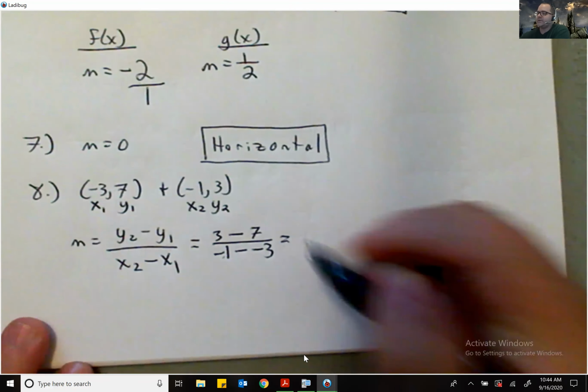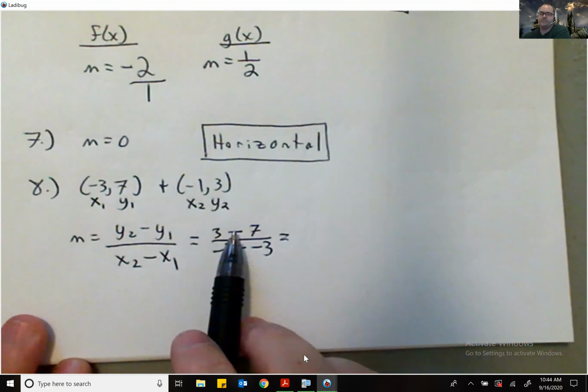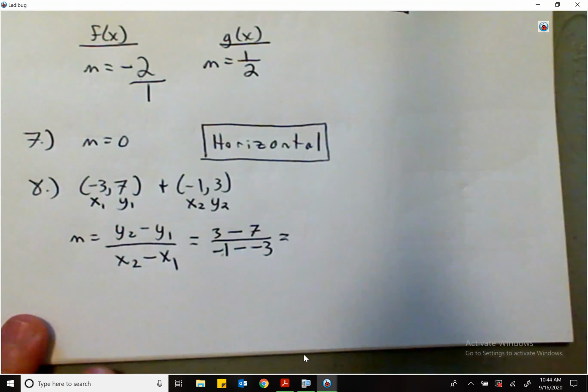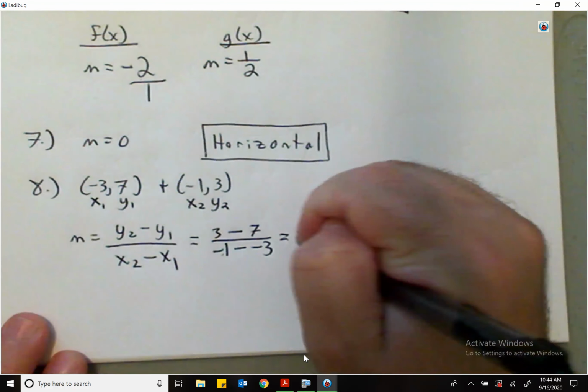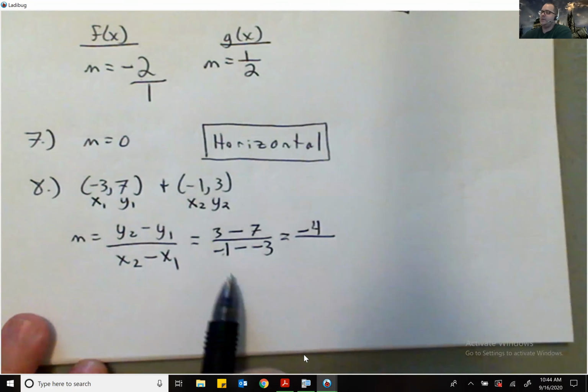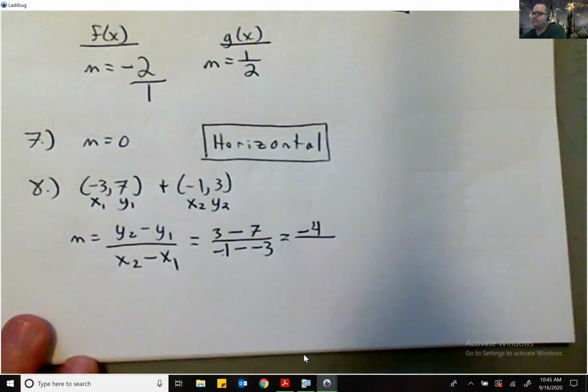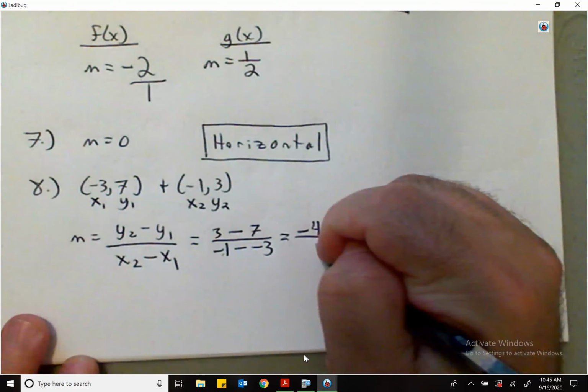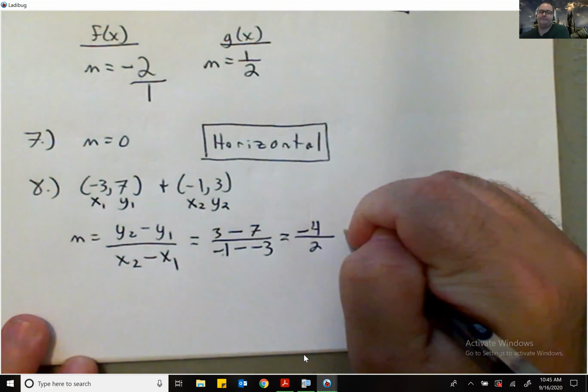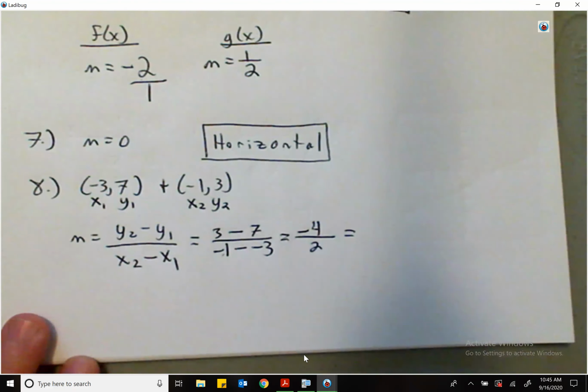So what is 3 minus 7? Negative 4. What is negative 1 plus, because those turn into a plus, 3? Positive 2. So what is our slope? Negative 2. Okay.